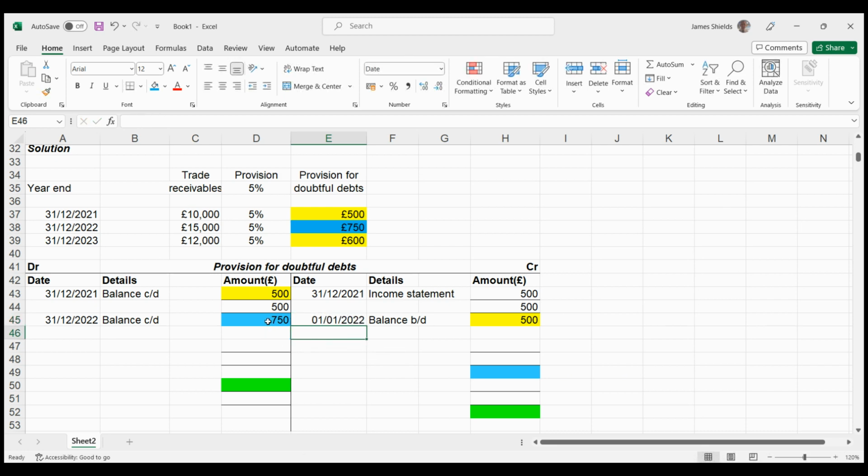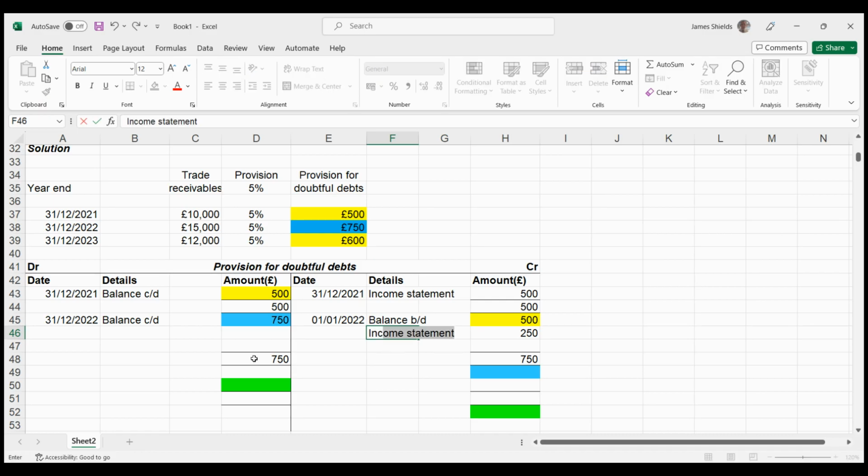Now, we're to balance the account now. On the debit side, I've got £750. And on my credit side, I've got £500. There's a difference of £250. So my total should be £750 on both sides. That's the largest total. The difference is £250. Now that's an increase in your provision for doubtful debts.